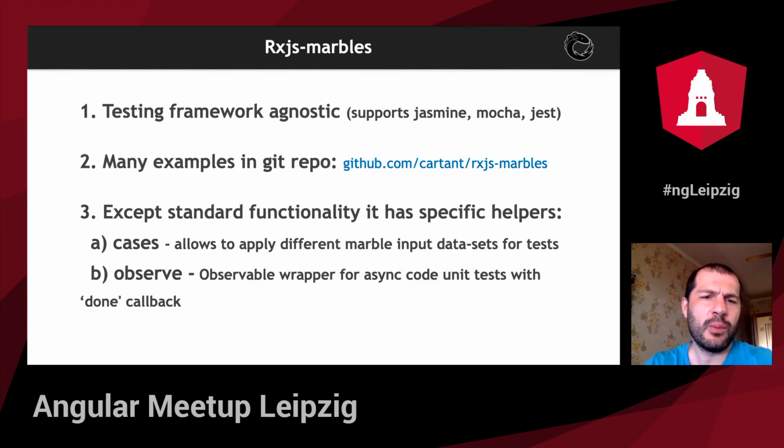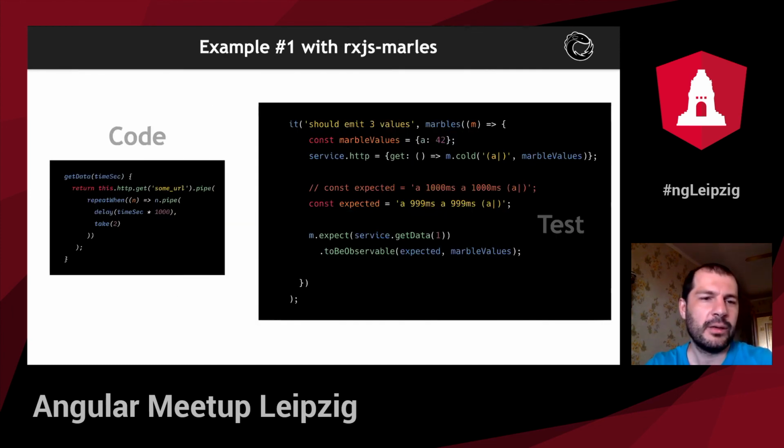There are even more benefits that rxjs-marbles provides comparing to jasmine-marbles. It is testing framework agnostic. It also provides many examples in its GitHub repo and has a few neat helpers like cases and observe functions. We will take a look at them. Here is our first example with rxjs-marbles. We use marbles helper function here.